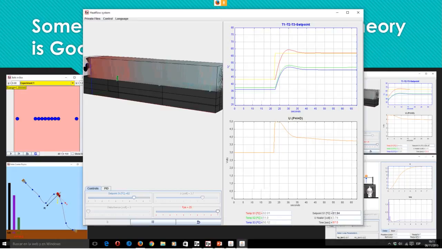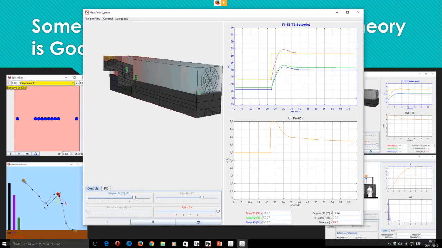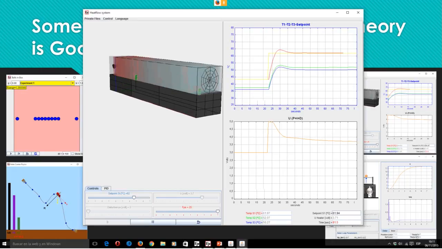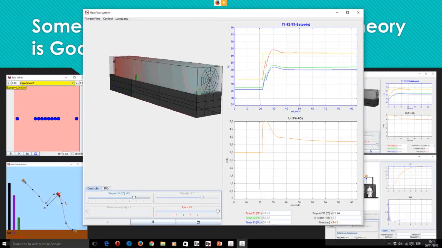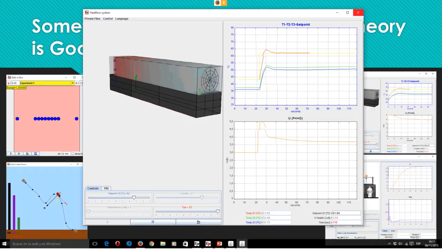So this is a more complex laboratory, I would say. Students use this laboratory to make practices on automatic control, and all these labs can be embedded in Moodle with the plugins I will show you in a while.